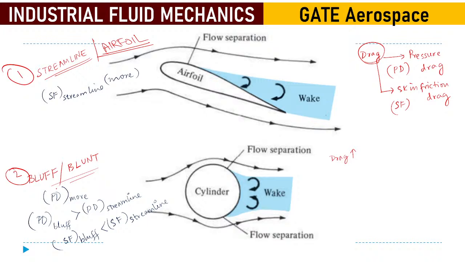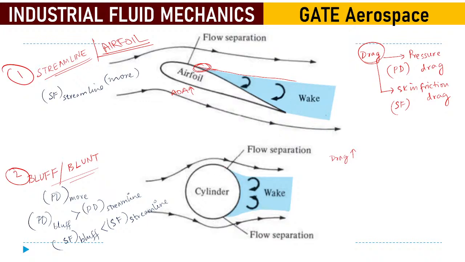Whereas object 2 is a bluff or blunt body. So this is an airfoil, and this is a cylinder or a bluff body. As you can see the flow pattern, this airfoil is inclined at some angle of attack. When the flow is coming in, at some point, as in this figure, the flow starts to separate from this point.